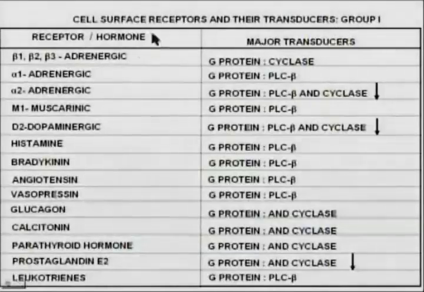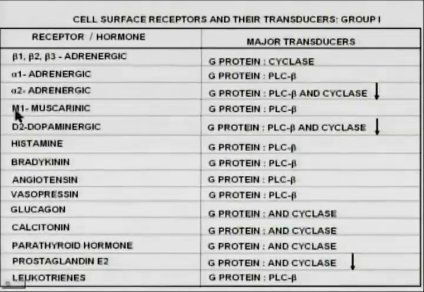This is the group 1. So the receptor or hormone is shown here, and the major transducers. Beta 1, 2, there's a 3 now. G protein to adenylate cyclase. Alpha 1 adrenergic, phospholipase C beta, so different isoforms of phospholipase C. Alpha 2 adrenergic, PLC beta and cyclase. They decrease it, so this would be G sub I. This would be a G sub S.